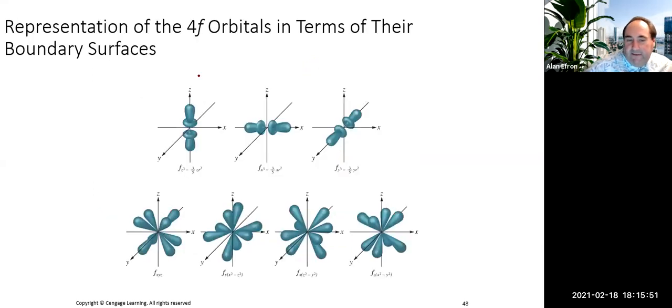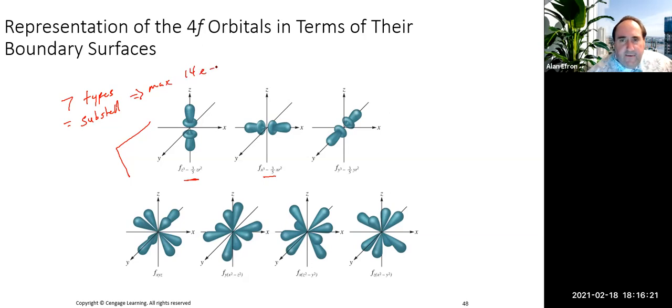And lastly, we usually stop here at f orbitals. There are 7 different f orbitals, as you can see. Again, their locations. And if you take all 7 of these together, that is the f subshell. And if you max it out, you would max out at 14 electrons. Any questions about those orbitals?